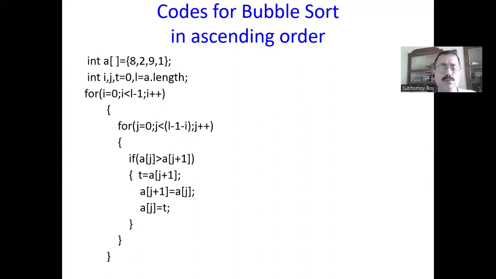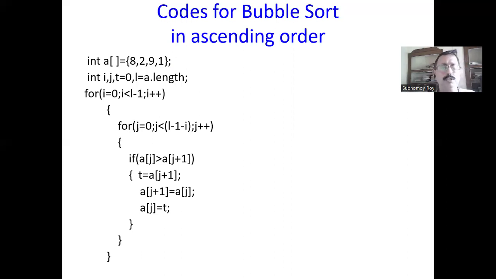But in the next round, that means when the value of I increases to 1, what will happen? J will start from 0. But that time, what will be the calculation? Just see, 4 minus 1 minus 1. So it will be less than 3, meaning 2: 0, 1. It will perform 0, 1. Then the last is 0. That's the condition. After that, you can see the if statement, which is checking the condition whether to perform the swapping or not.